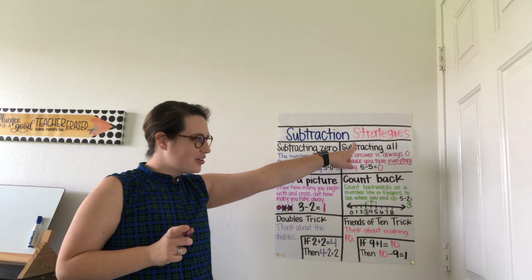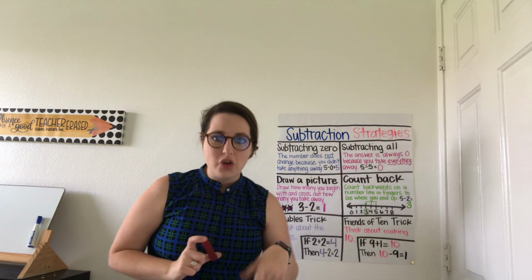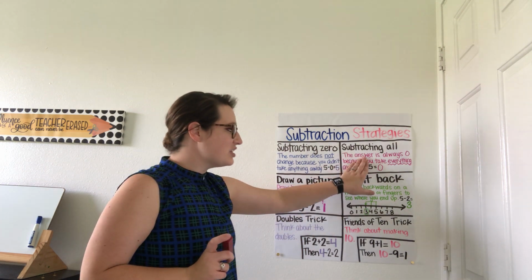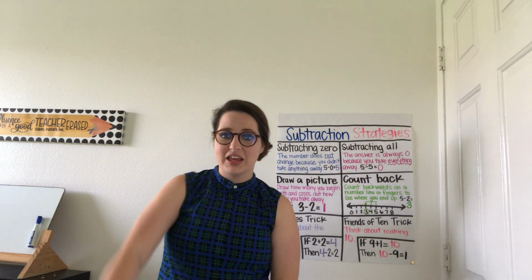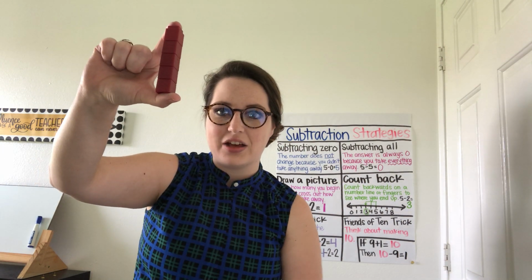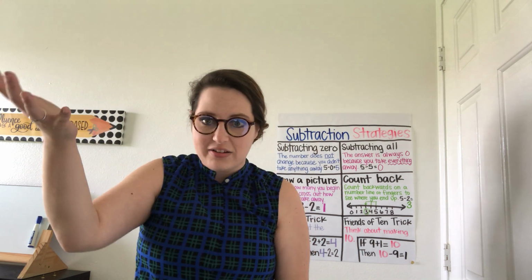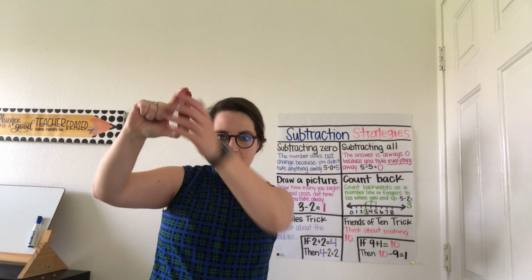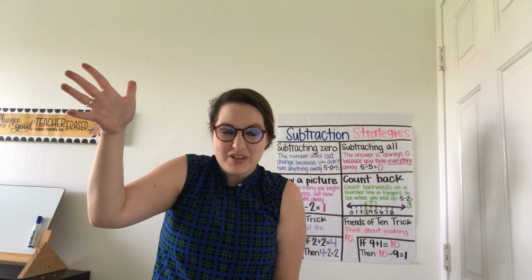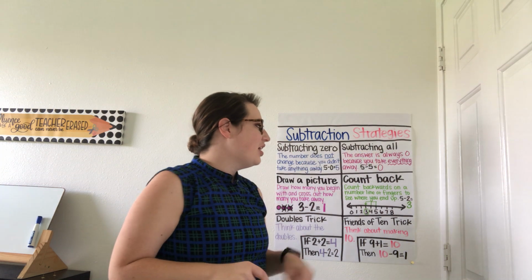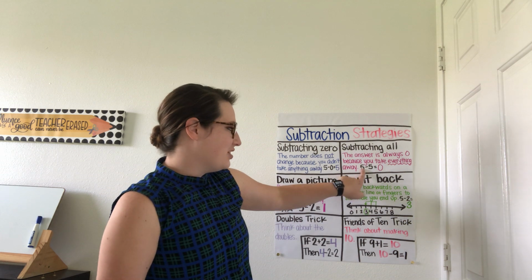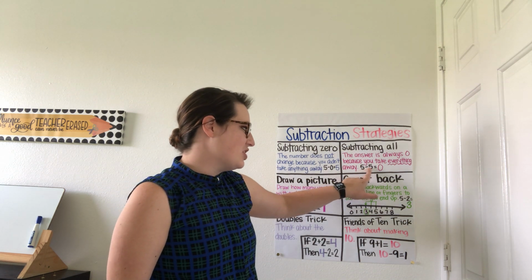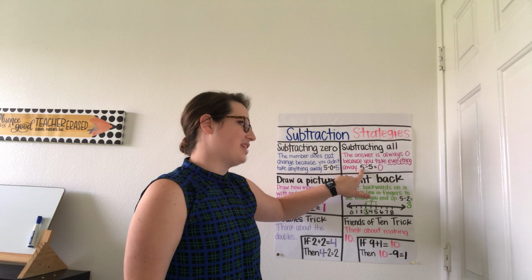Now, another one is subtracting all. When you subtract all, the answer is always 0 because you take everything away. Here are my 5 cubes. I take away my 5 cubes. How many cubes do I have left? 0, because I had 5. I took 5 away. I have no cubes left. Subtracting all, your answer is always going to be 0. That is how we know these numbers, your minuend and your subtrahend, they are always going to be the same.